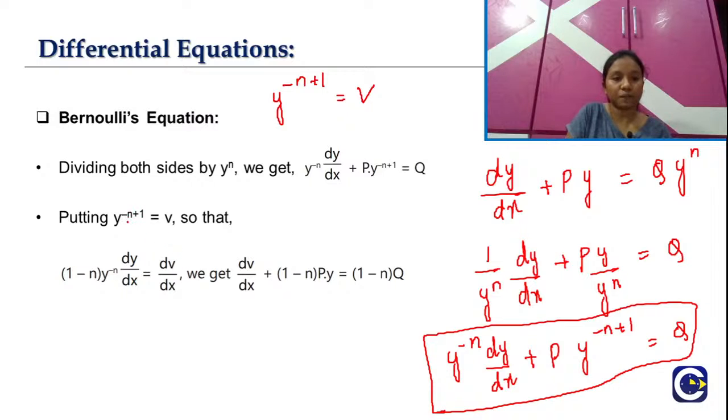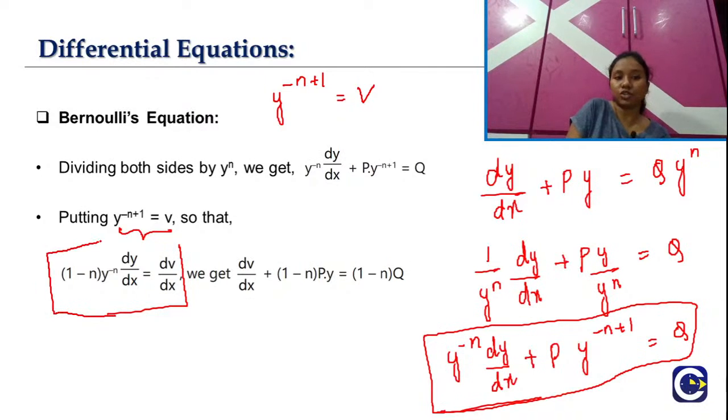So here it will be 1 minus n y power minus n into dy by dx. We are just differentiating this. Right. So now how can we substitute? In place of dy by dx, this is our reduced form, and in place of y power minus n plus 1 we have substituted v, and after differentiating we are getting this term.